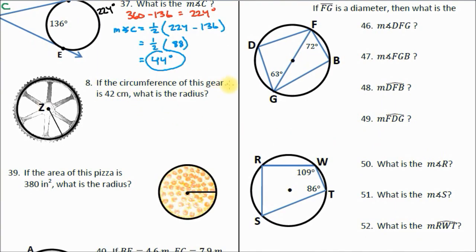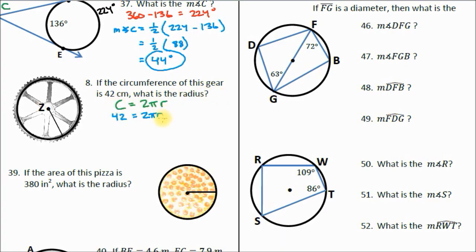If the circumference of this gear is 42 centimeters, what is the radius? Now again, we're trying to get you guys to all understand this. Many of you do, some of you still do not. Write the formula for circumference, 2 pi r, and plug in what you know. We know the circumference is 42. Now we're going to be solving for r.